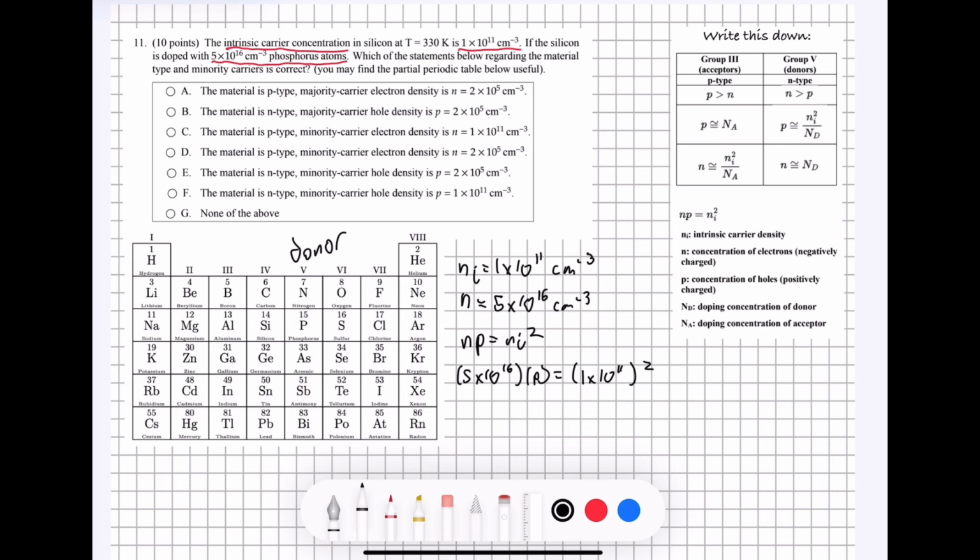So solving this equation that we wrote down earlier and simplifying it, we're going to get P is equal to 2 times 10 to the 5 centimeters negative cubed, like that. And this is going to be the answer that we get right here. So looking back at our problems up above, we can see in E, it says that the material is N-type, which we know that phosphorus is N-type, so that's correct. And then the minority carrier hole density is 2 times 10 to the 5 centimeters negative cubed, so E is going to be our correct answer.